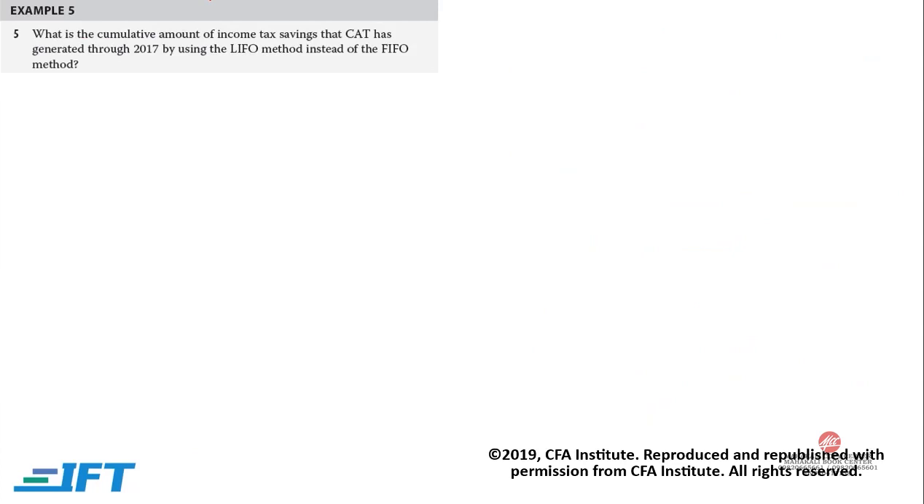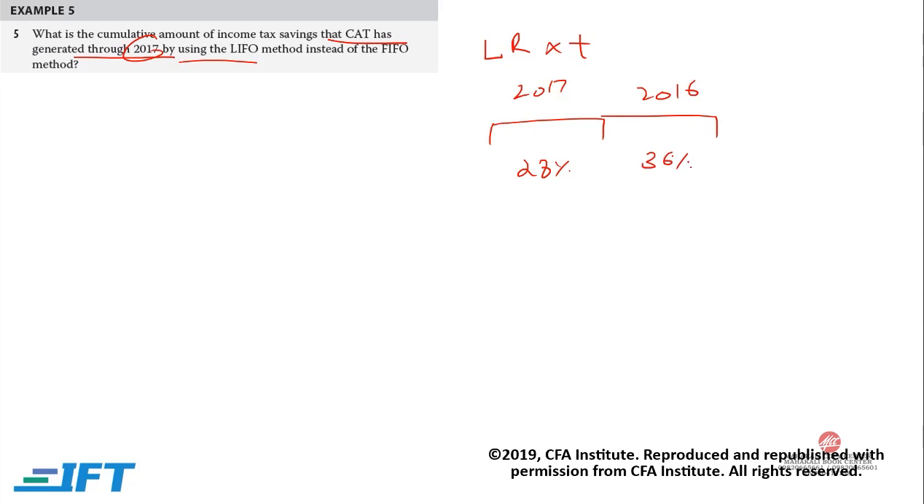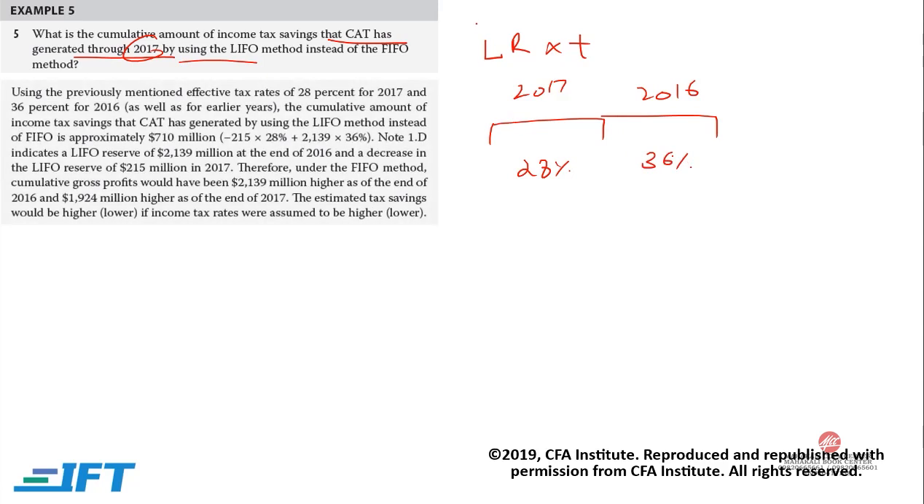Now, what is the cumulative amount of income tax saving that CAT generated through 2017 by using the LIFO method instead of the FIFO method? The income tax saving formula is LIFO reserve multiplied by tax rate. But over here, we have a very special scenario because the tax rates are changing. In 2017, the tax rate was 28%. In 2016, the tax rate was 36%. Keep this in mind, LIFO reserve multiplied by tax.